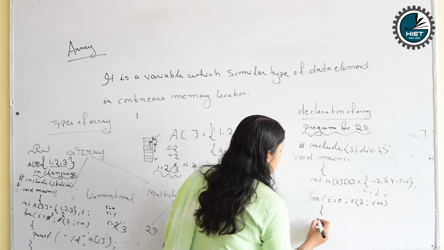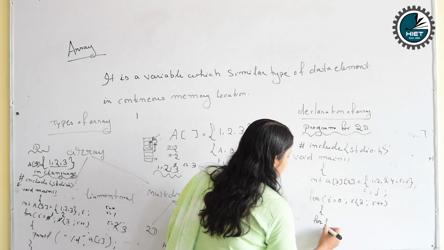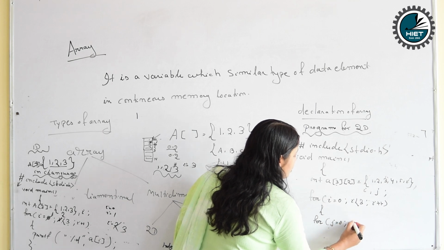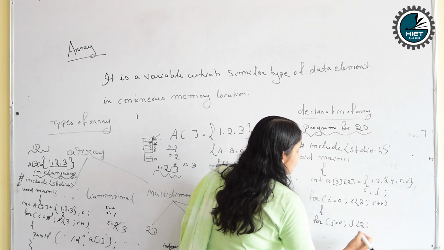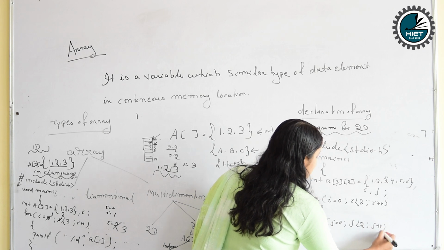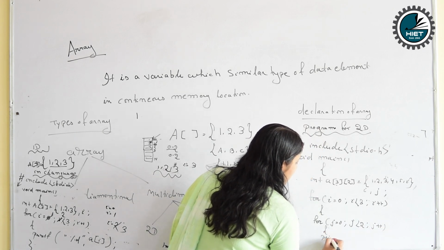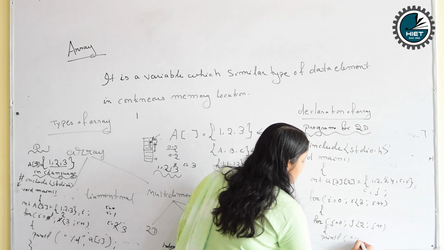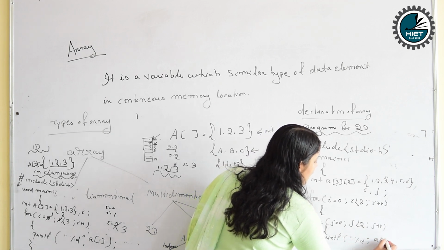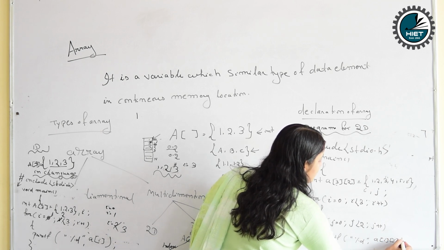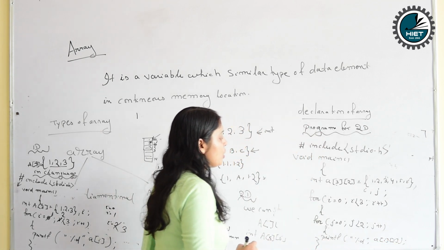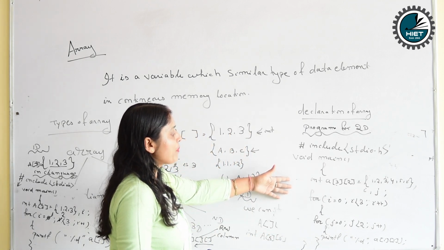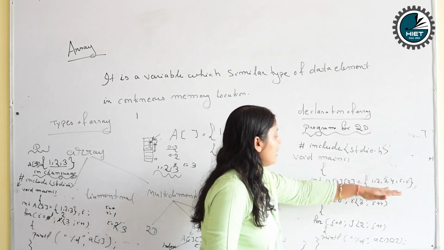Then we will write the loop, that is for j equals to 0, j less than 2, j plus plus. Now my print statement will be there, that is printf %d array of i and j. This is my 2D array program. Here I am taking the variable, 6 variables are there.